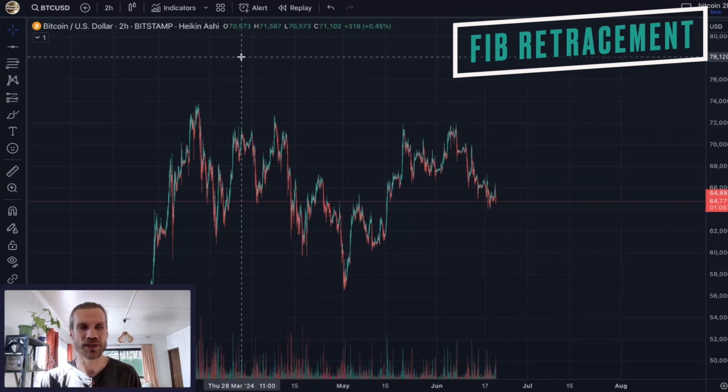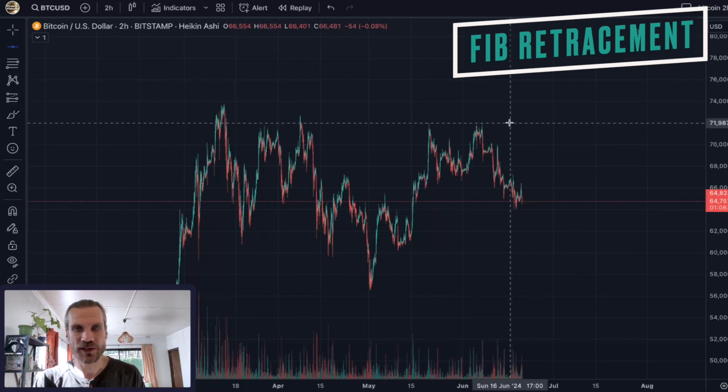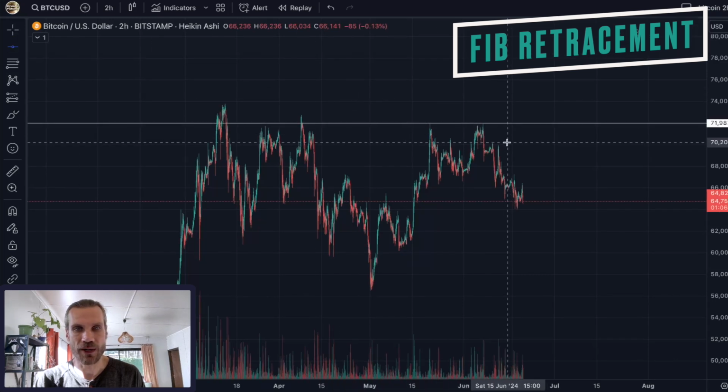I'm just going to delete the Fib Retracement now and add these trend lines the old-fashioned way without the Fib tool and see how accurate everything is.